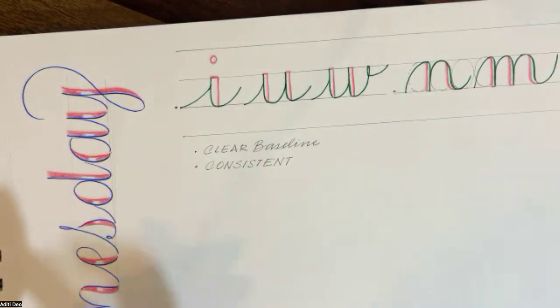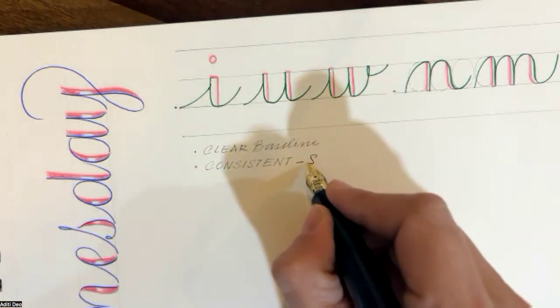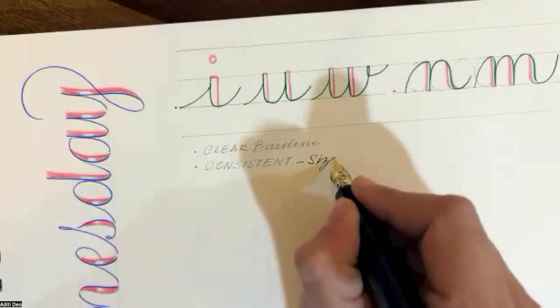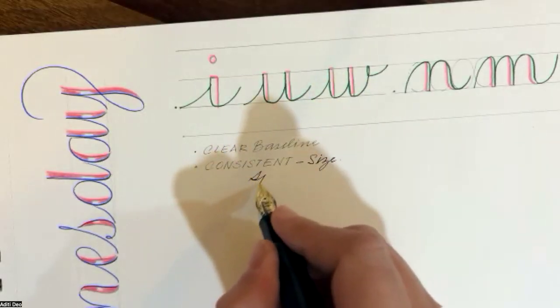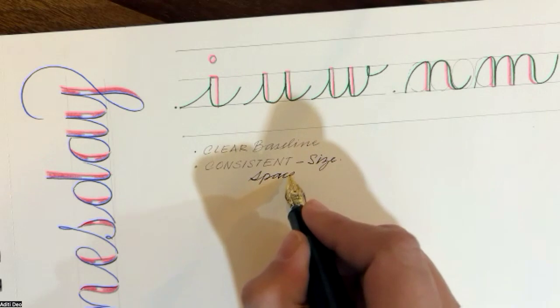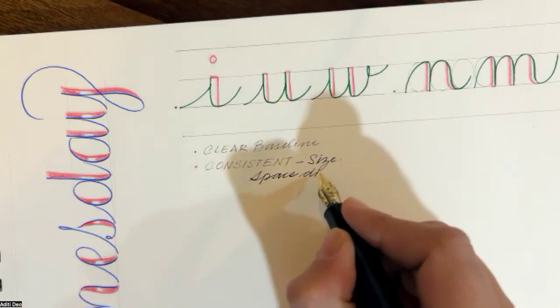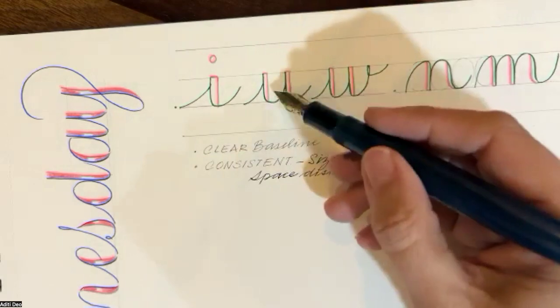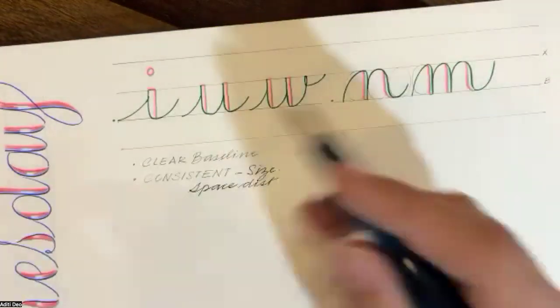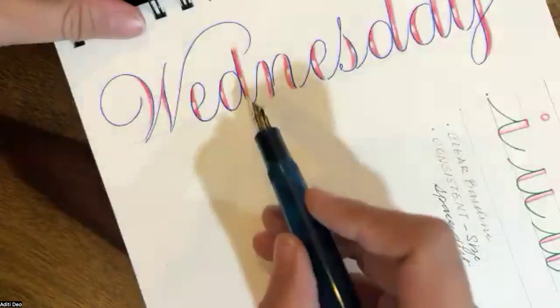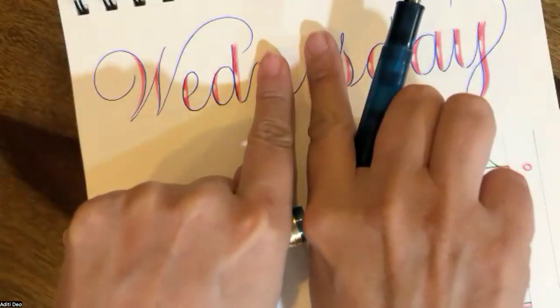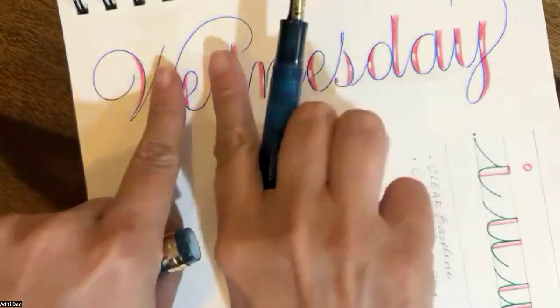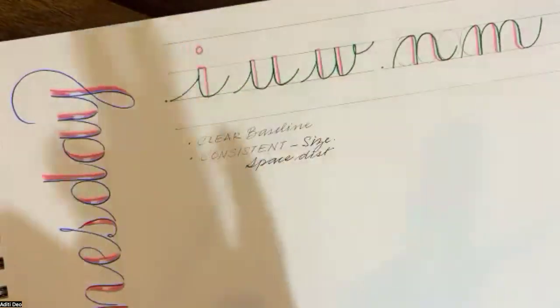So the letters have to be consistent throughout in size, space distribution. So the space between the letters must always be the same. So if I see this space, this should be equal to this space, this should be equal to this space. So uniformity is what makes it look good.